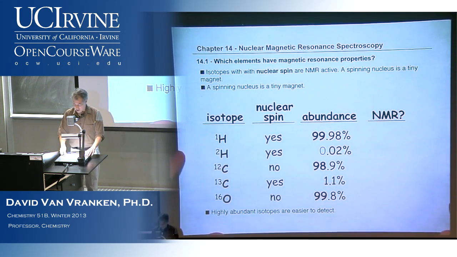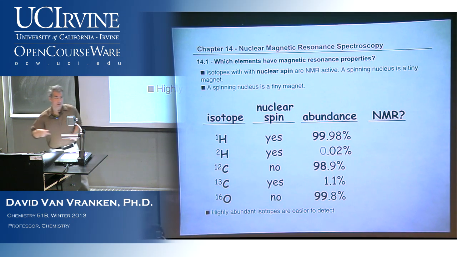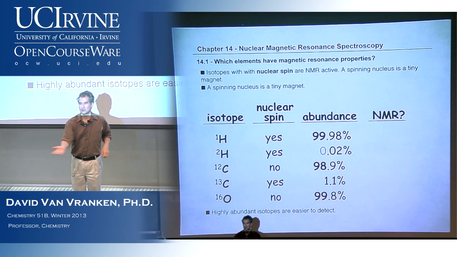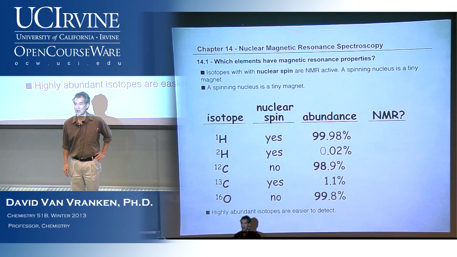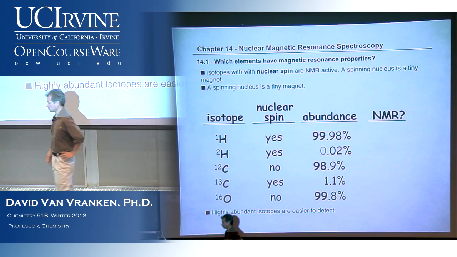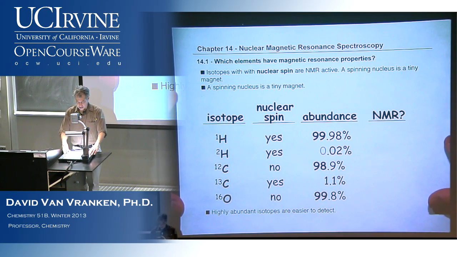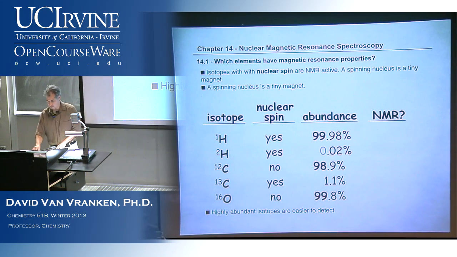Okay, so chapter 14, we're starting a new type of spectroscopy. We spent a little time talking about spectrometry, and then we spent a whole lecture talking about IR spectroscopy, and hopefully you've been working all the problems in that chapter on IR spectroscopy. And now I want to talk about nuclear magnetic resonance spectroscopy.